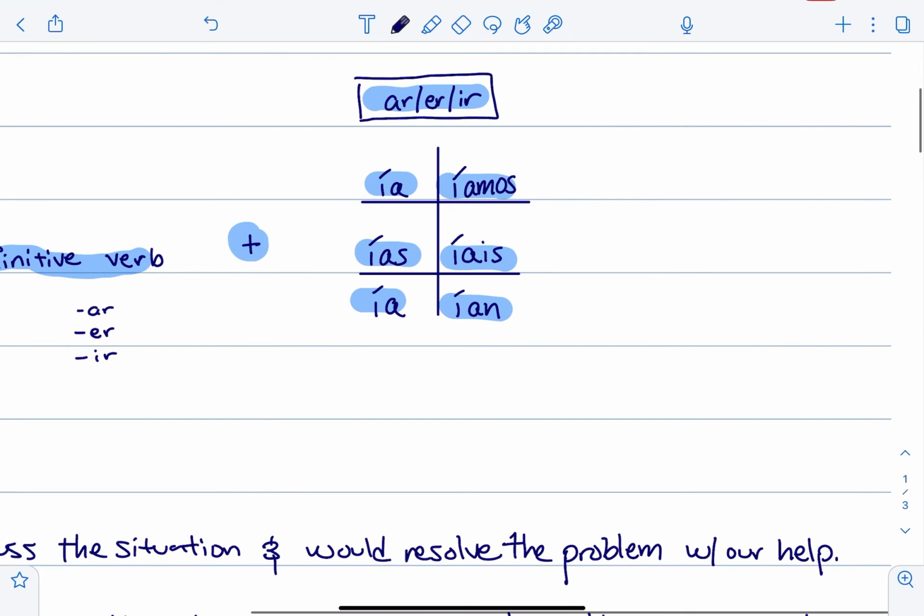So if I wanted to do the conditional of yo hablar, I write out the entire verb hablar, and then I add the yo ending, hablaría, which means I would talk. If I wanted to say you would run, I write out the entire verb correr, then I add the tú ending, ías. Correrías means you would run.